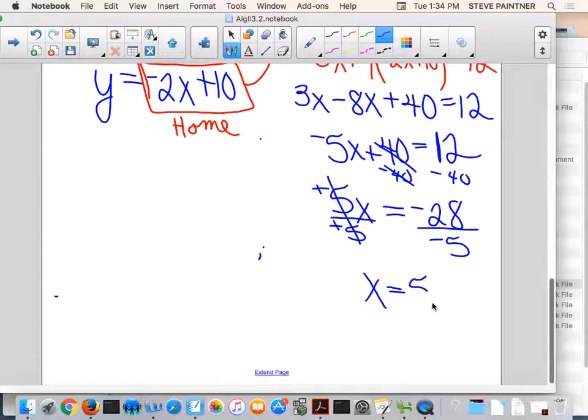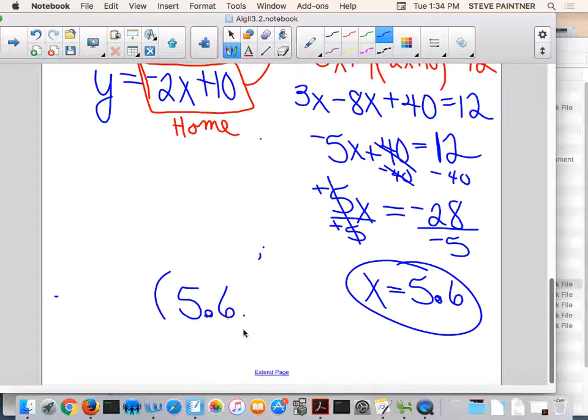5.6. There you go. Okay, guess what? You have half the answer. Remember where the two lines intersect? That's the answer. Well, you know it intersects where? At 5.6 comma, because that's x.